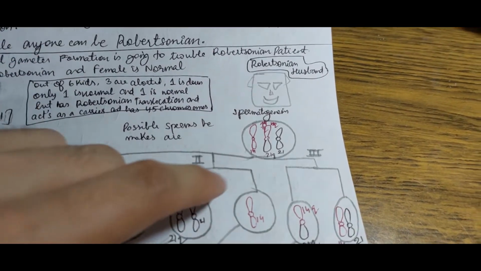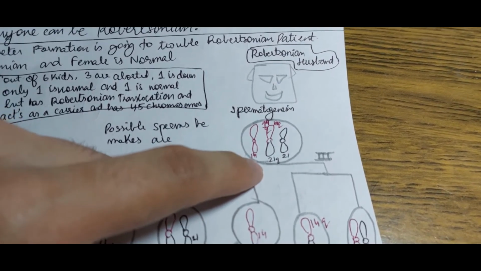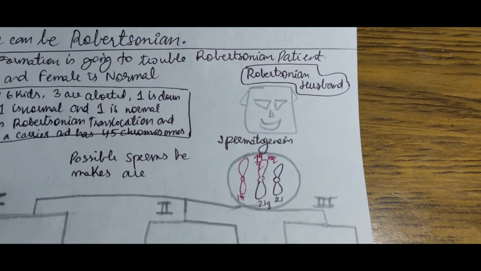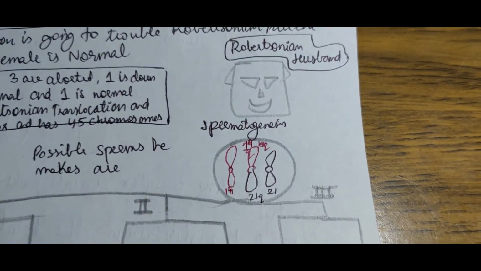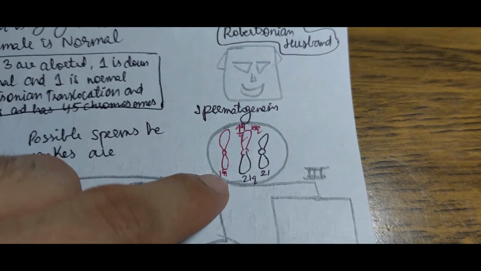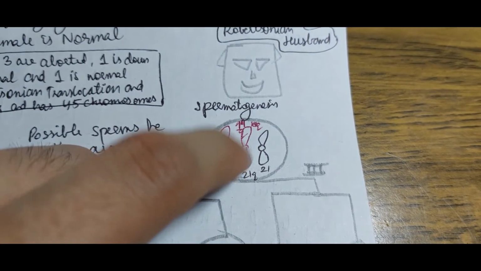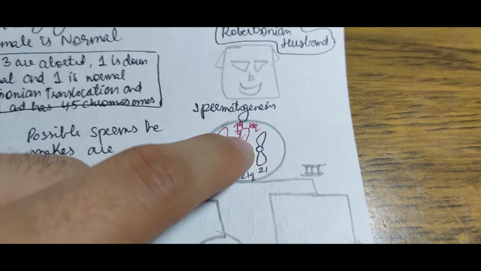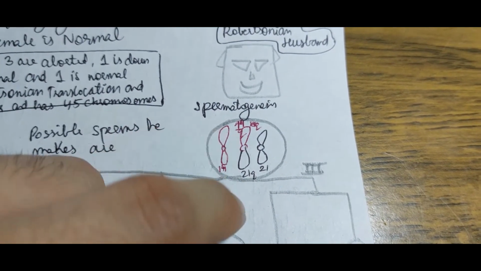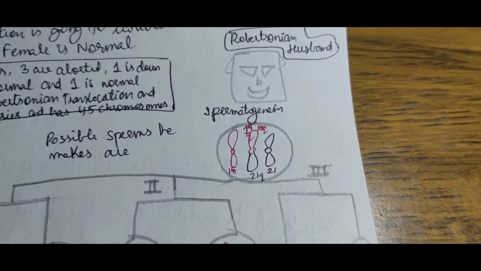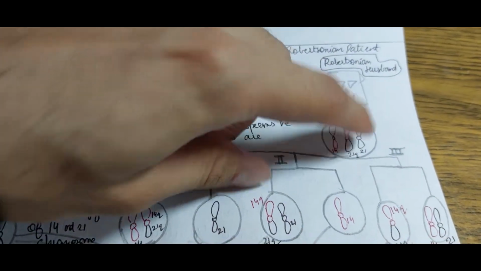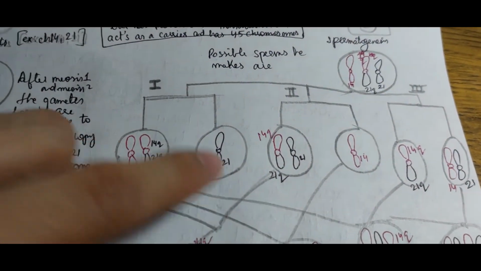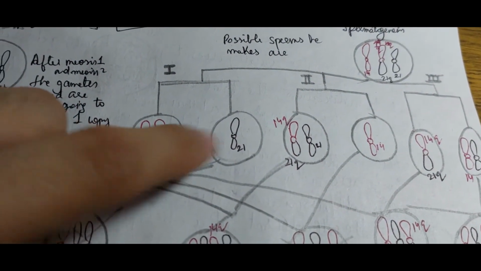But in the husband, we will see the possible scenarios of the sperms as of now, because he has one 14th chromosome, one 21 chromosome, and one chromosome which has 14q and 21q. So what are the possible sperms he can produce? If this person combines the first two and leaves this in the other gamete, we will have this kind of sperm.